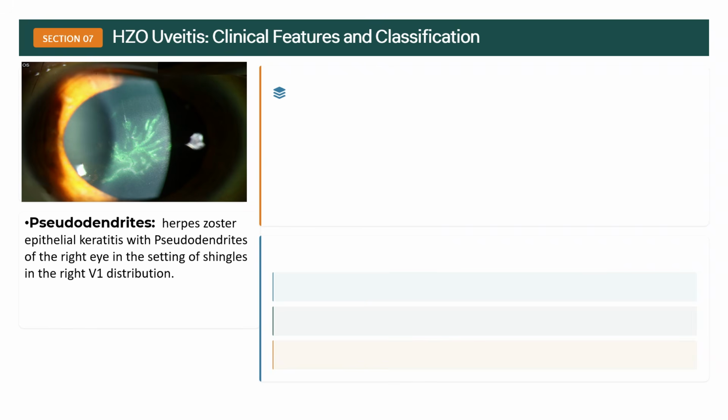Among the clinical features of herpes zoster uveitis, sometimes you find associated involvement of the cornea, known as keratouveitis, and the typical pattern of herpes zoster corneal involvement is the presence of pseudodendrites. Pseudodendrites are differentiated from the true dendrites in herpes simplex by the absence of the terminal buttons. So you can see the branching here, but without terminal buttons. So this is the pseudodendrites of herpes zoster.